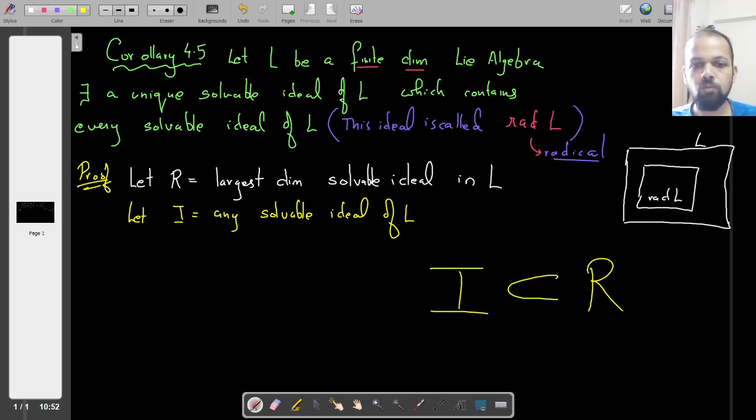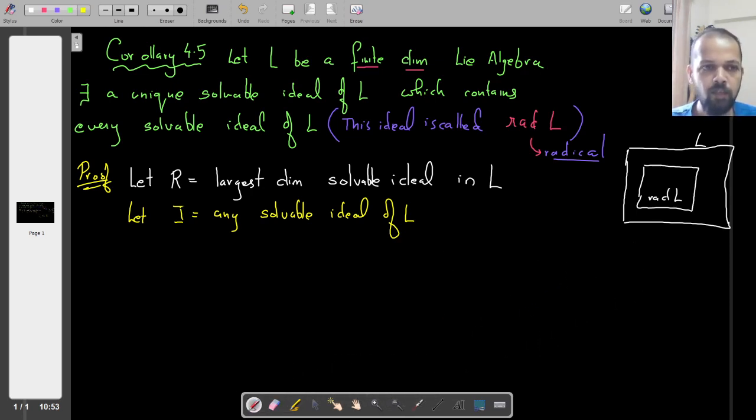So you realize that the uniqueness part gets automatically taken care of if I can somehow show I is contained inside R, because if they have the same dimension, they will become equal, and if this has lesser dimension, it will be properly contained inside R. So all I have to do now is to show that I is contained inside R. So that's what I will do. Let me erase this.